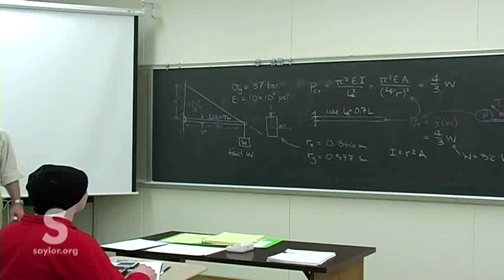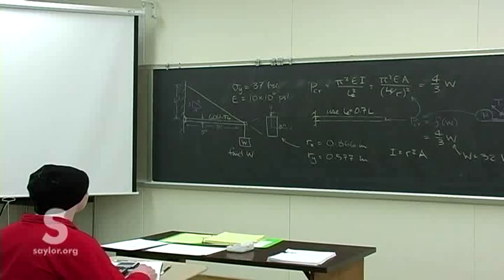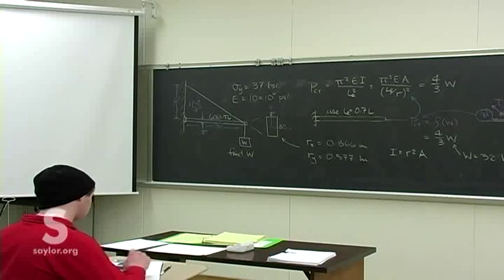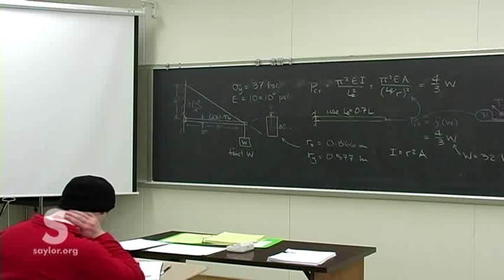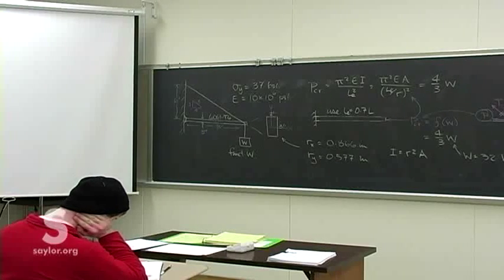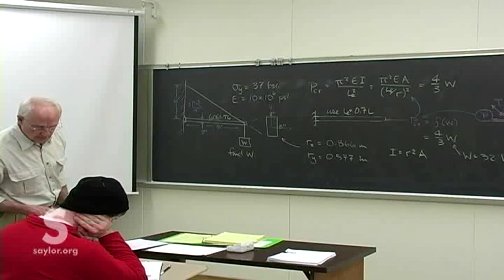So if you just flip the beam over 90 degrees, it's even more likely to buckle, because now the weight is doing considerably more bending. Everybody about home on this one? Joe?